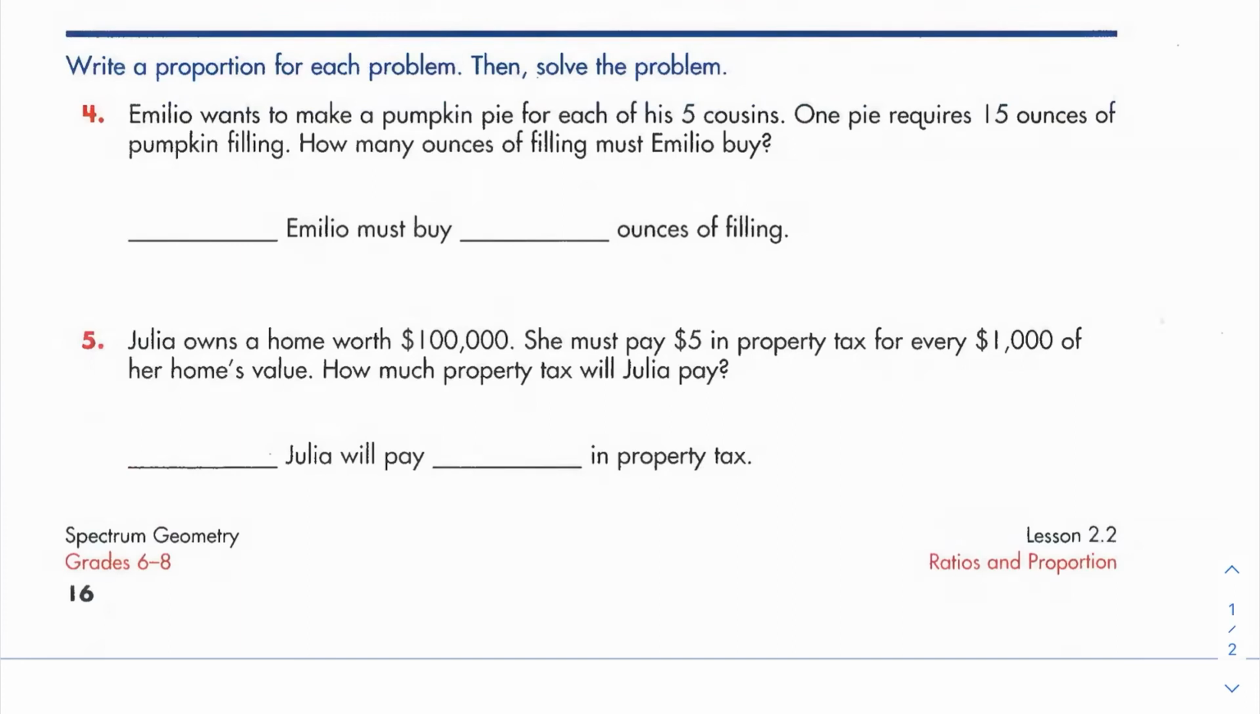Number 5 is very similar, but a different scenario. This one says Julia owns a home worth $100,000. She must pay $5 in property tax for every $1,000 of her home's value. How much property tax will Julia pay? Just like I said on the last one, you will set up a proportional equation, a fraction equals a fraction. Make sure the tops represent the same types of pieces of information and the bottoms represent the same types of pieces of information. Once you have it set up, you will cross multiply and solve, and this will help you to determine how much property tax Julia will have to pay.